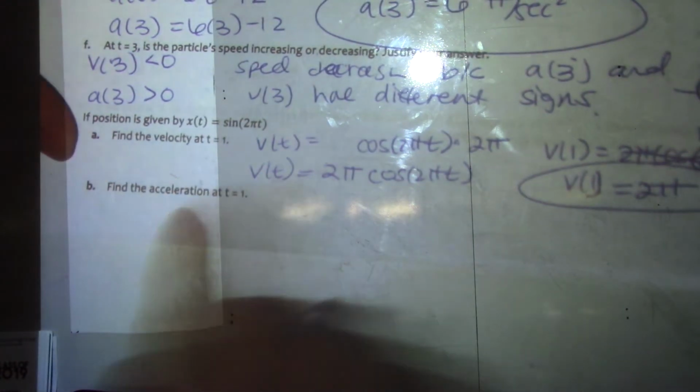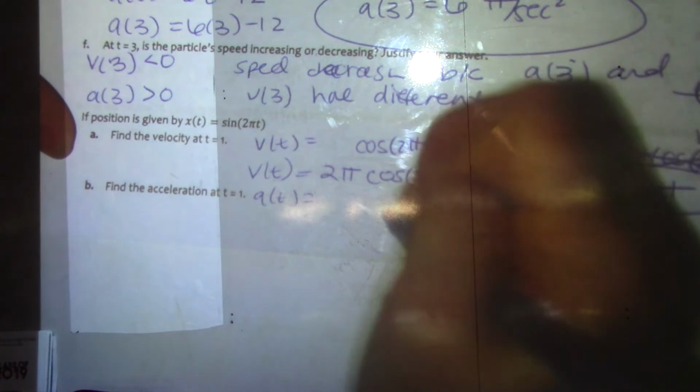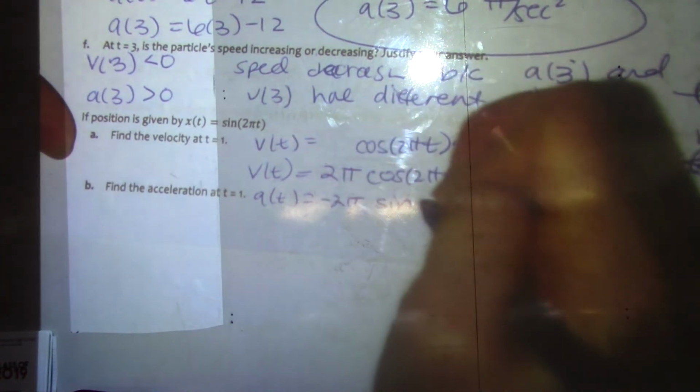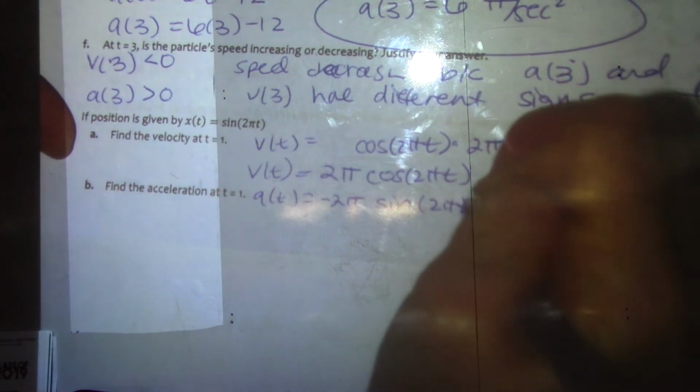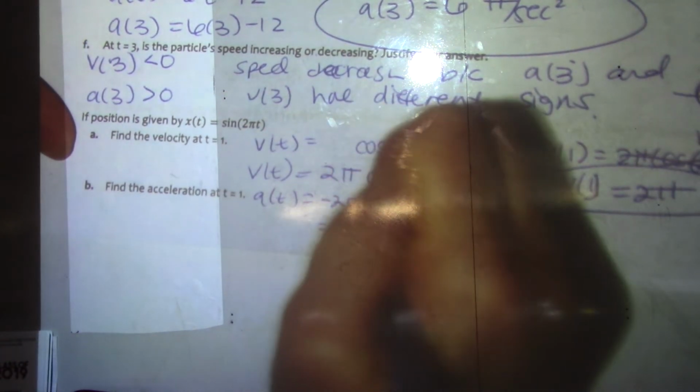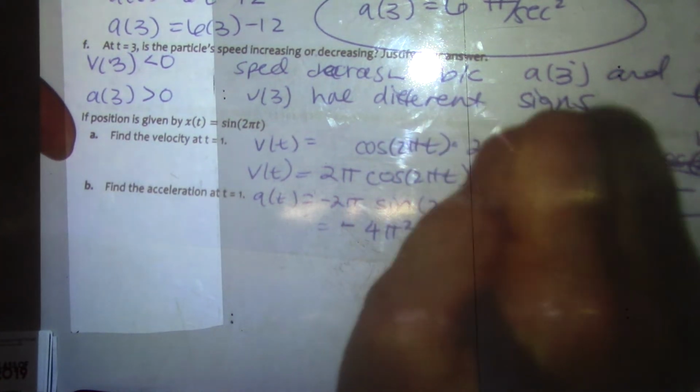Now to find acceleration, you take the derivative of the velocity, so a of t. Derivative of cosine is negative sine, so this becomes negative 2 pi sine. Still need to take the derivative of the inside, so times 2 pi again, so that becomes negative 4 pi squared sine of 2 pi t. That's my a of t.